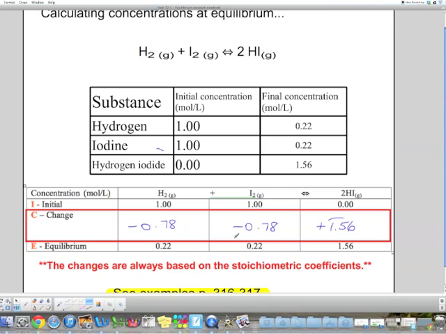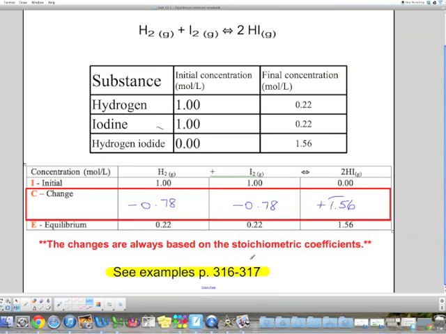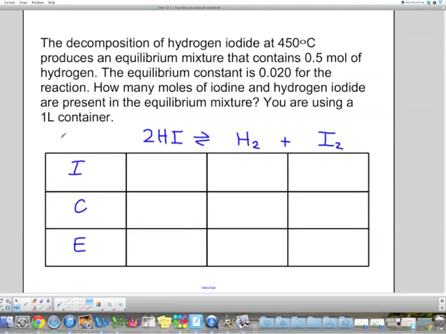So again, you have more examples on pages 316, 317, which I will not go over in this video because it would take too long, but if you have questions regarding them, make sure to ask me in class. So again, what's important to remember is that the change line here always respects the ratios, the coefficients in your equation. So now let's take a look at a real problem based on what we know.